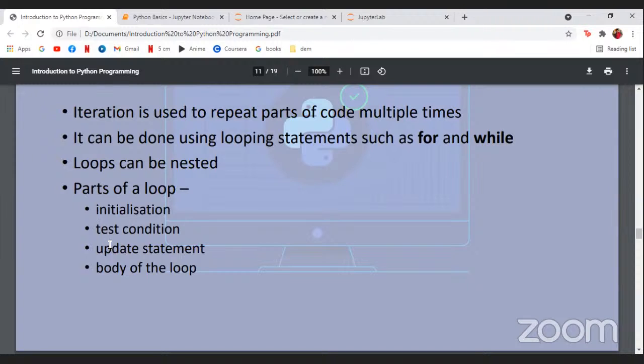And you should also have an update statement, which means that the variable that you're testing should constantly be updated. If it's not updated, then if the first condition turns out to be true and you don't change anything about that condition, then it'll constantly be true and you'll be stuck in an infinite loop again. And you also have the body of the loop, which is basically what you're trying to repeat. So that is the part of the code that you're repeating over and over again.